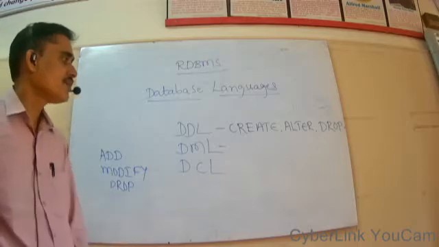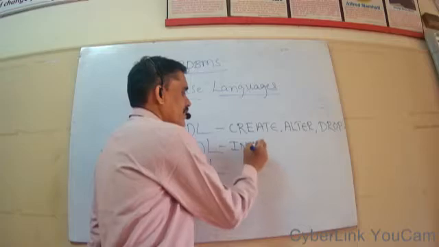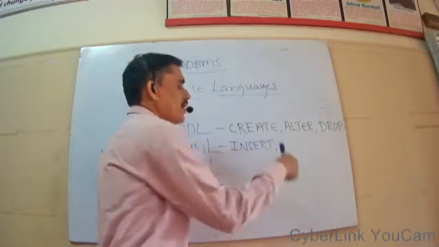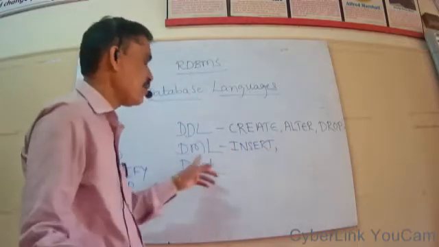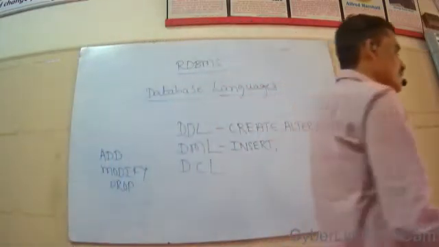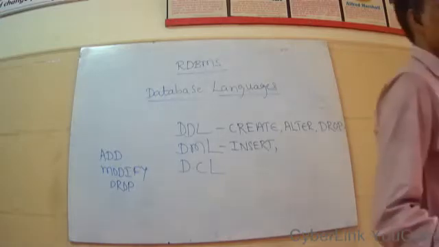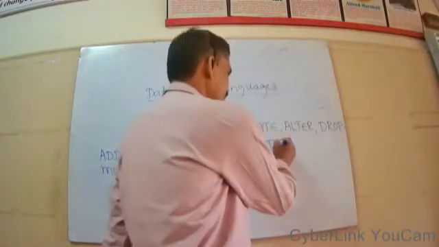So if you want to insert the records one by one, then the insert command is required. That belongs to DML, the data manipulation language part. After inserting the records one by one, if you want to retrieve the records depending upon the condition, then the select command is required.